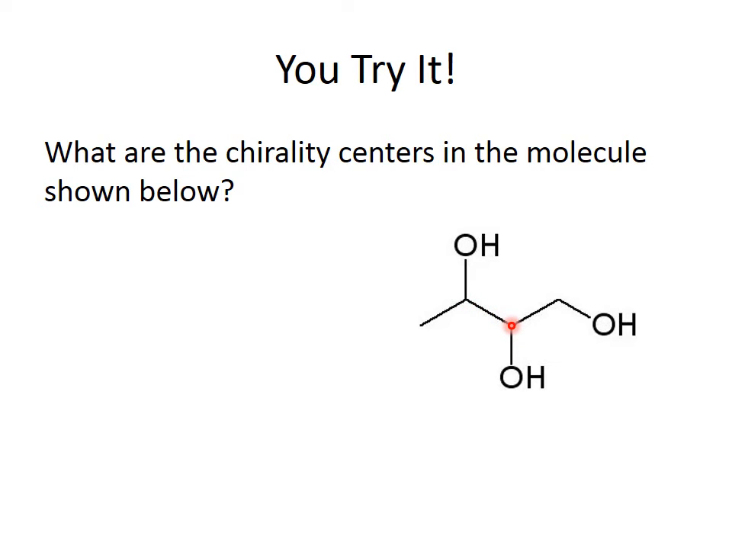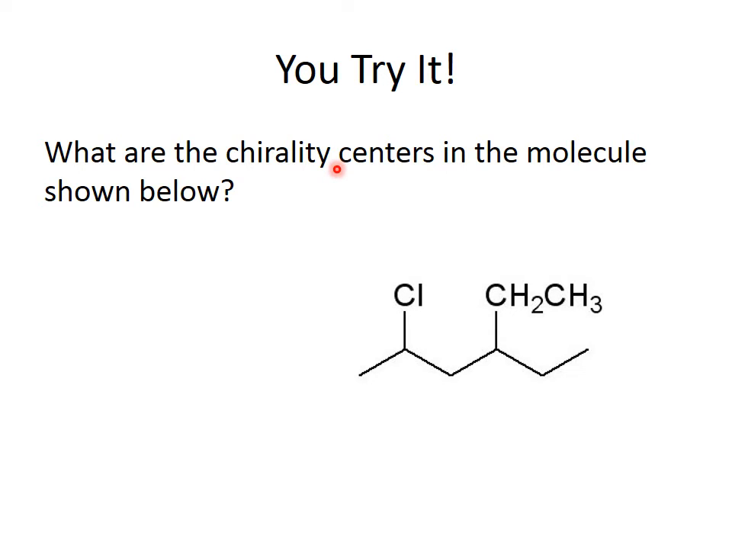This carbon has this group, which is different from this group, which is different from the hydroxyl group, which is different from the hydrogen. 4 different groups, so this is a chiral carbon right here. This carbon has a hydroxyl group and this group, but there are 2 hydrogens, so it's not chiral. So this carbon and that one are chiral and none other.